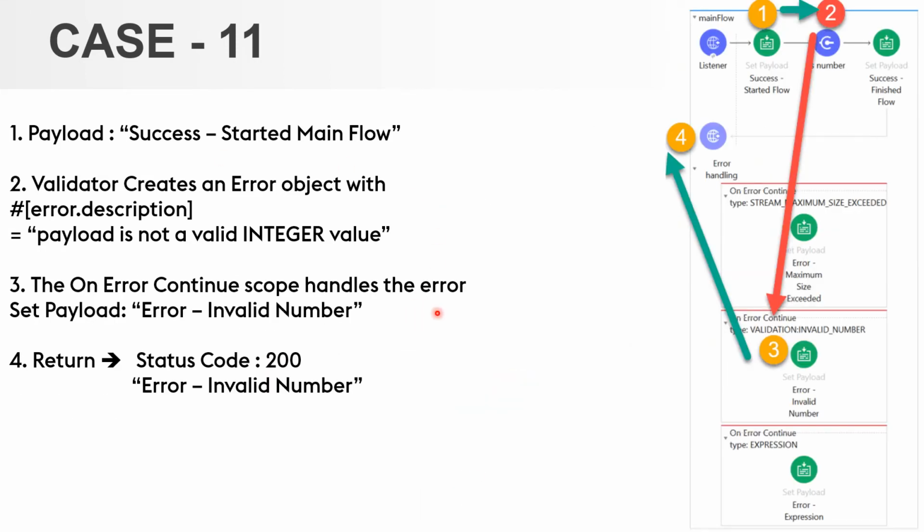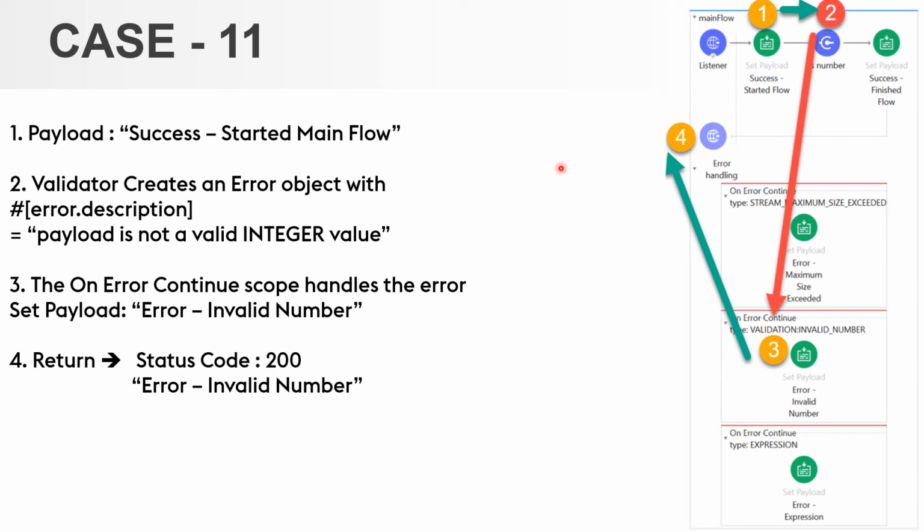Now let's see a different variation. Here in error handling, you have various error handling scenarios. On error continue if you get error of type stream maximum size exceeded. On error continue if you get type validation invalid number. On error continue if type is expression. So in real life projects, you will always have multiple, you will catch error for all specific error codes. You should never have catch all, because then you will not receive the detailed description, right? So it's always best practice to have multiple error handling.